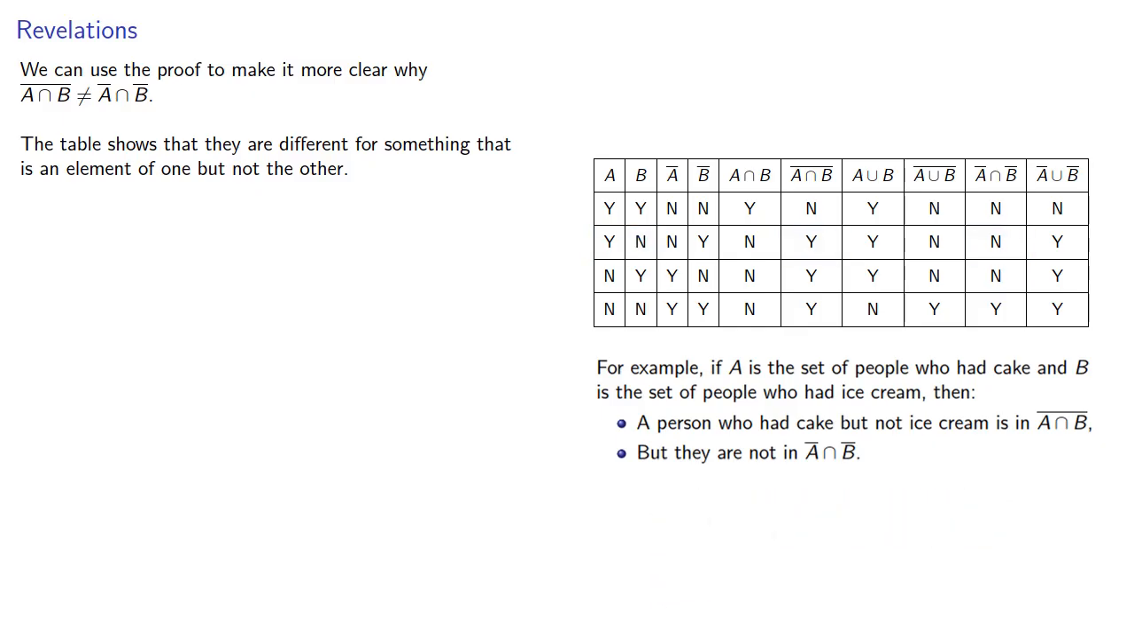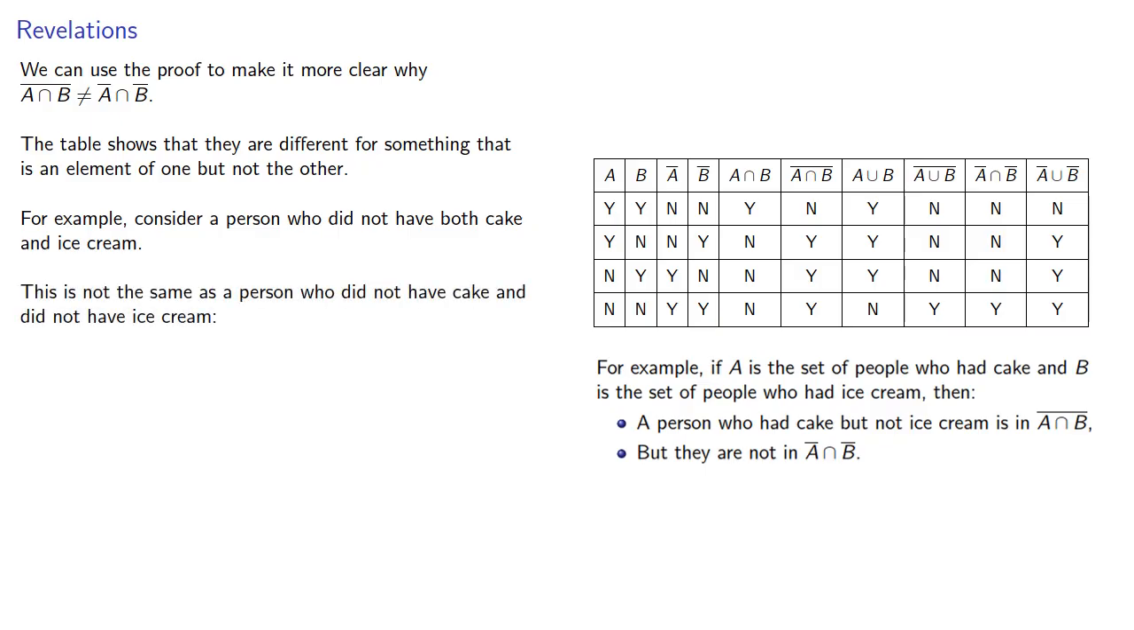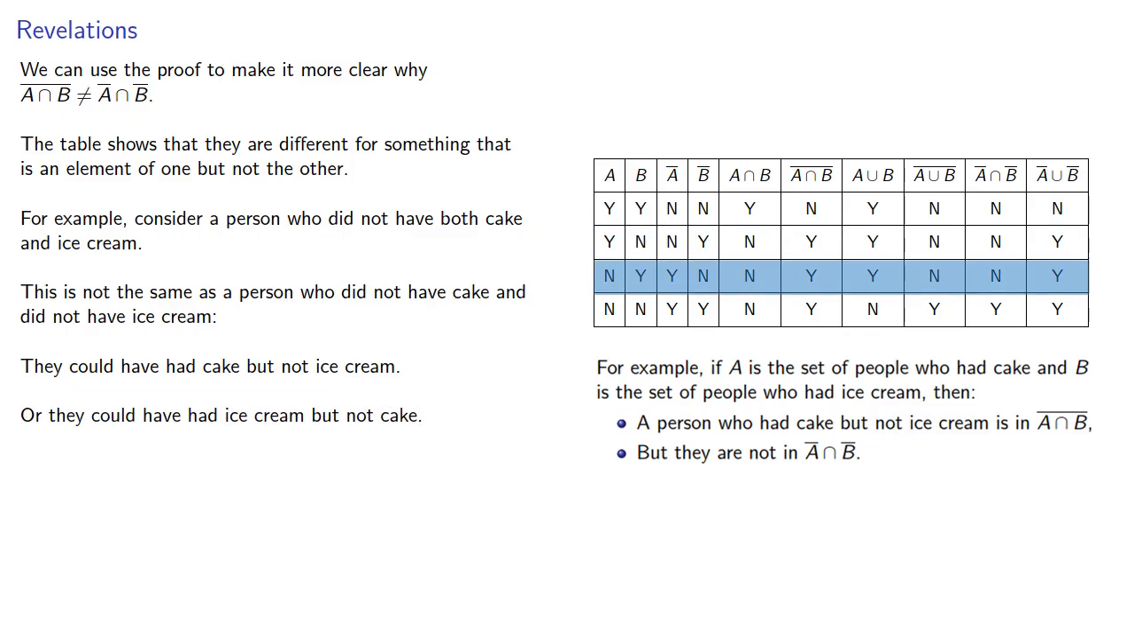And we can phrase that this way. Consider a person who did not have both cake and ice cream. That's somebody not in the intersection. This is not the same as a person who did not have cake and did not have ice cream. That would be the intersection of the complements, because they could have had cake but not ice cream. And that corresponds to this row of our table. Or they could have had ice cream but not cake, which corresponds to this other row of our table.